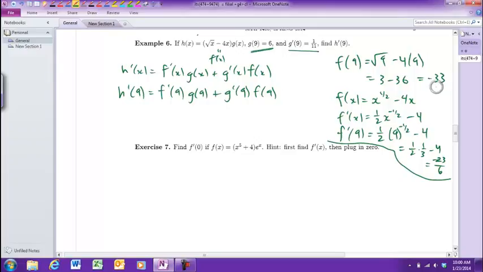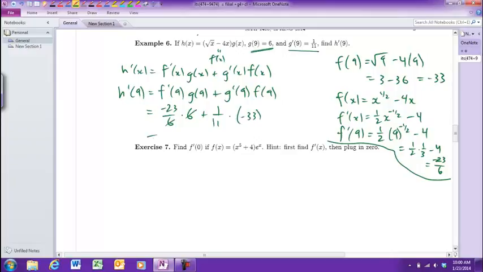Okay, now we can plug all these things back in. F prime of 9 is negative 23/6. G of 9 is 6. G prime of 9 is 1/11. And f of 9 is negative 33.